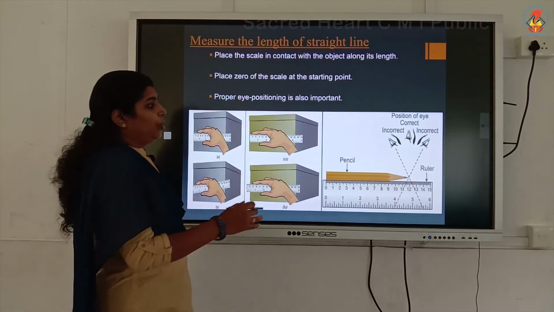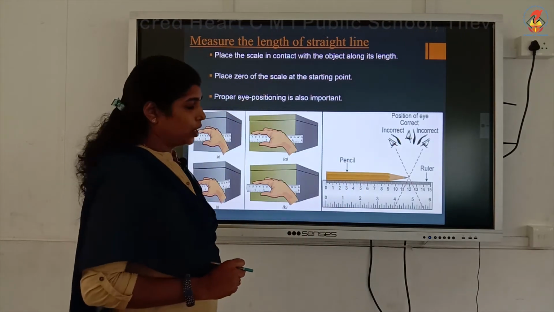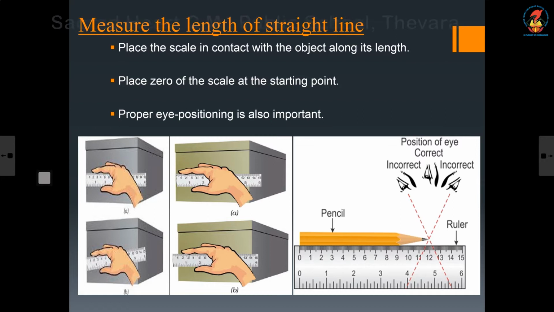If you want to measure the length of this pencil, we should keep our scale exactly where the pencil is. From this point of the pencil, you have to keep your 0, and we will measure.